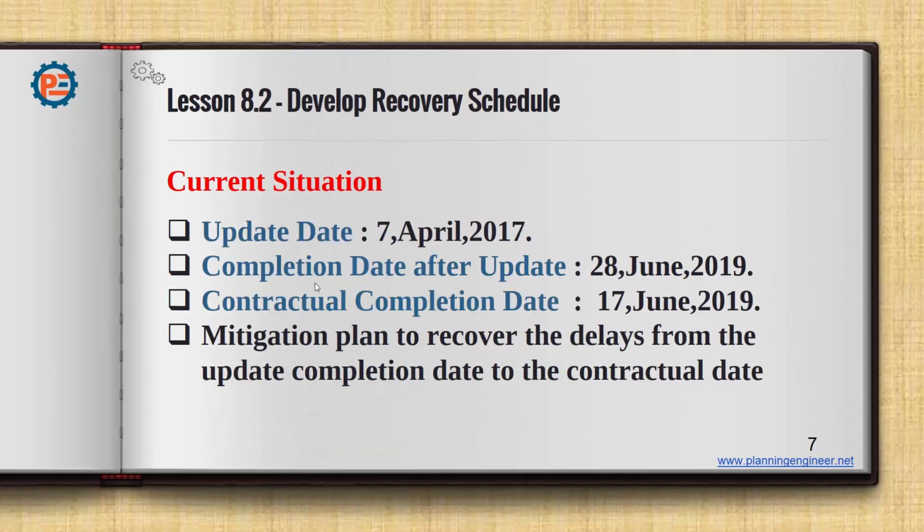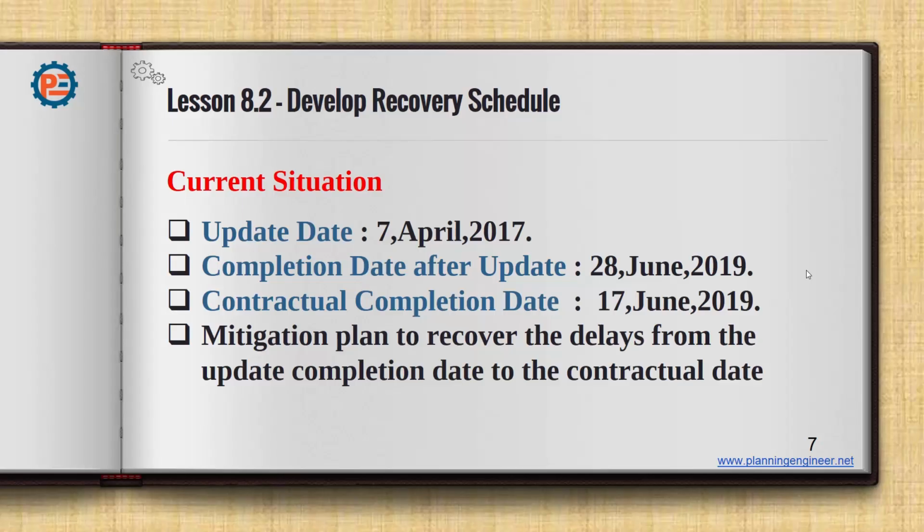So here is the current situation we have. We have an update as of 7th April 2017. We have a completion date after the update of 28 June 2019, and we have a contractual completion date of 17 June 2019. What we need to do is a mitigation plan, what we call here a recovery schedule, to recover the delays from the update completion date to the contractual completion date.